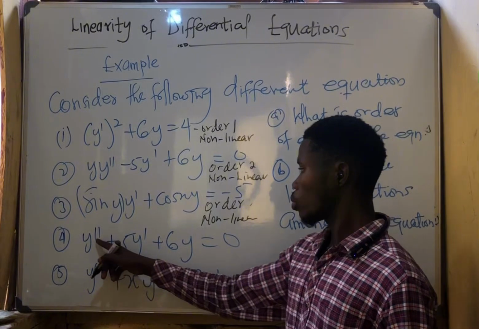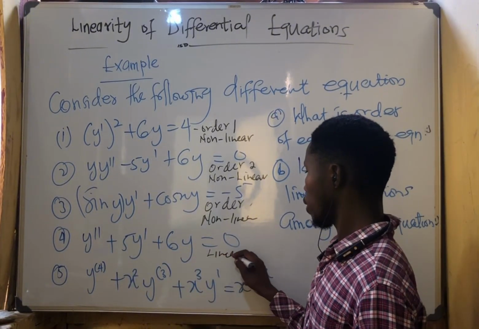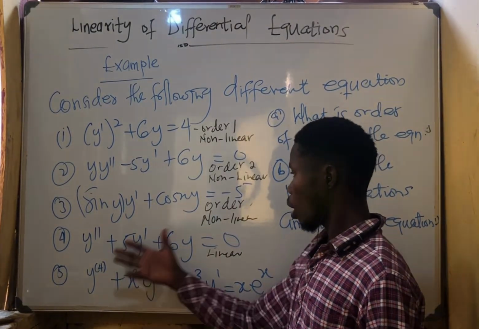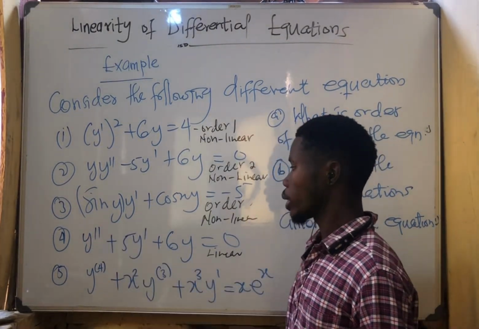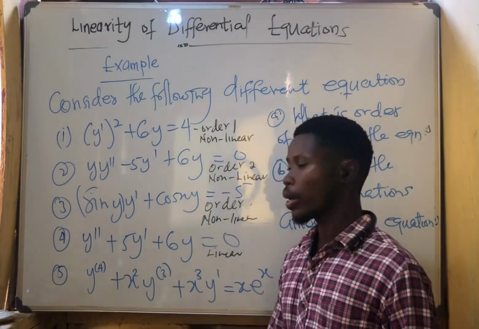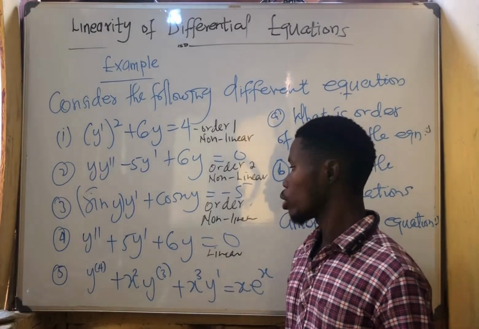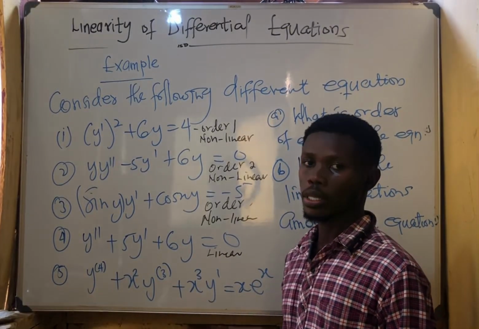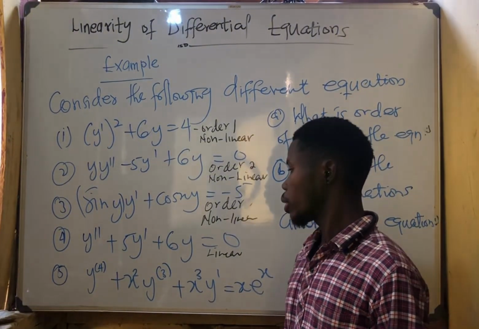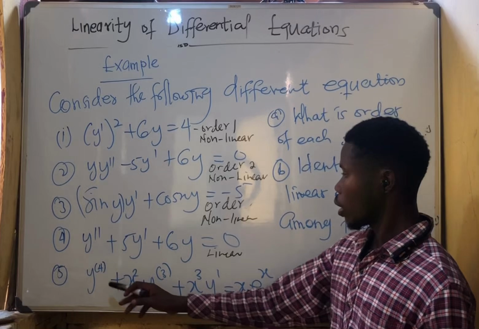Then this one, is it order what? Order 2. Is it linear or non-linear? It's linear, because all the 3 rules are observed here. There is no transcendental function on the dependent variable. There is no degree of 2, it's just degree of 1. And there's no product of the dependent variable and its derivative. So it becomes linear.